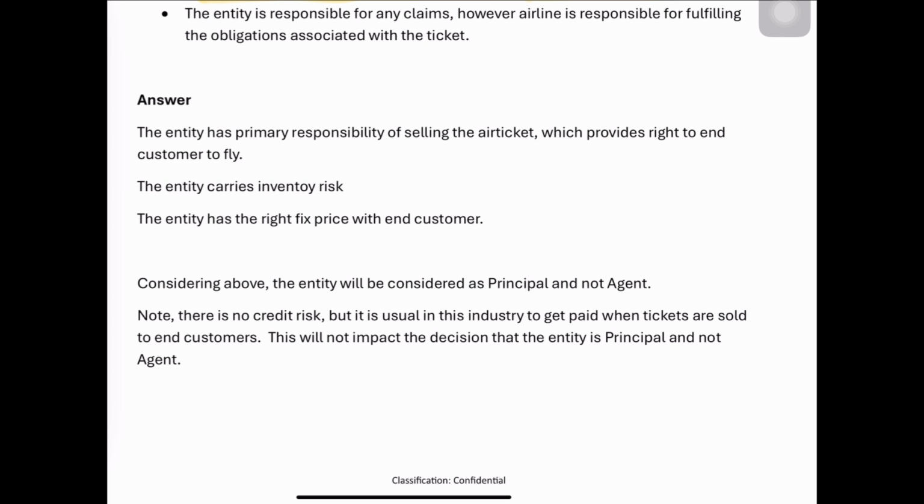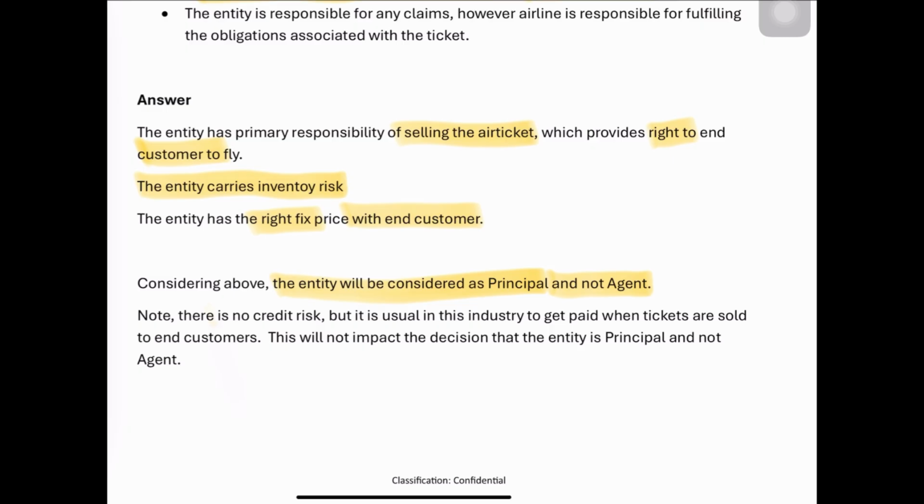Here the entity has primary responsibility of selling the air ticket, which provides a right to the end customer to fly. The entity carries inventory risk because they buy the tickets upfront and sell to the end customer; in case of unsold tickets, that's a risk to the entity. The entity also has the right to fix the price with the end customer. So the entity carries two significant business risks here: the inventory risk and fixing the price. Considering the above, the entity will be considered as principal and not agent.